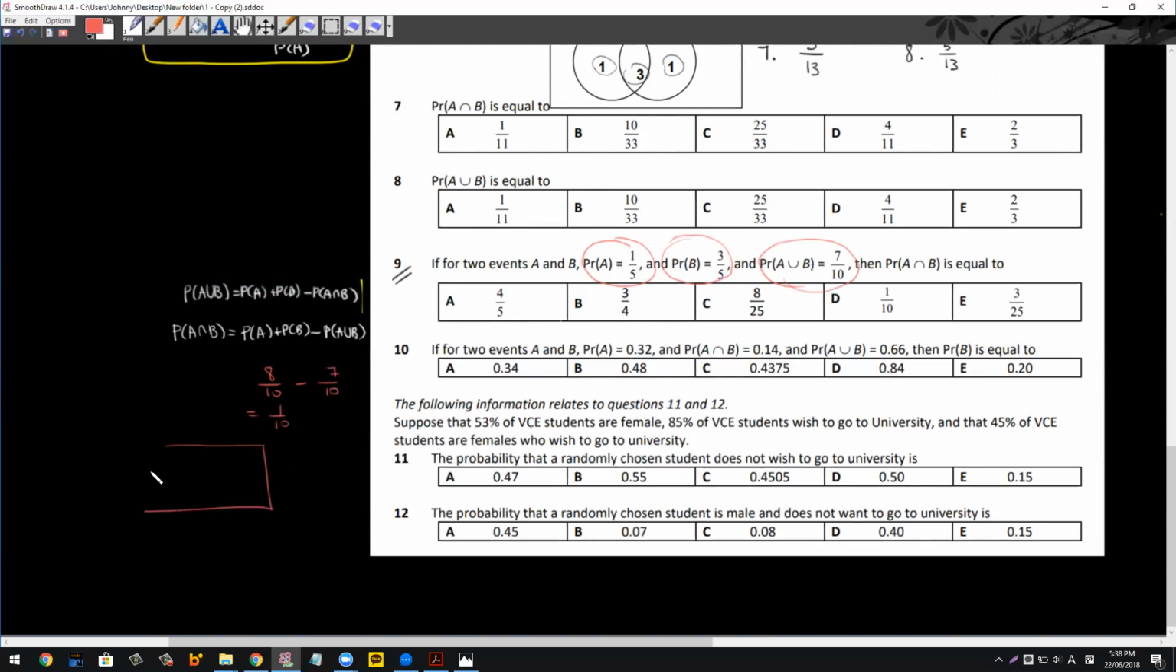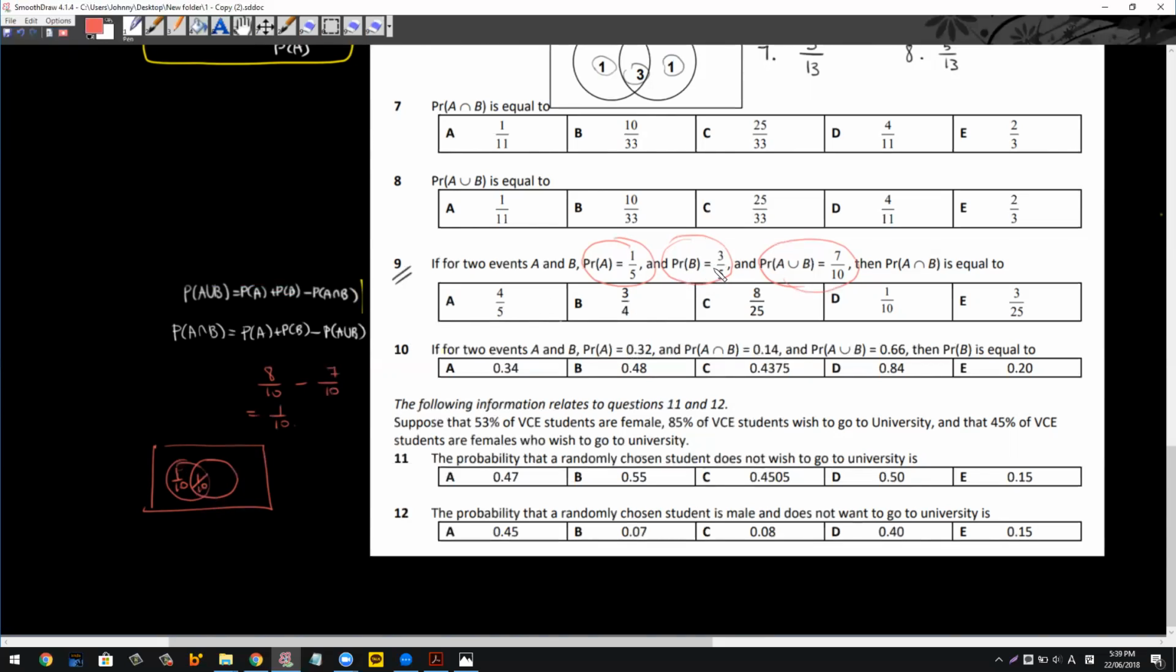So when you draw the Venn diagram for this one, you can see that the middle bit is 1 out of 10. And because the A here is 2 out of 10, this whole thing must be 2 out of 10, so this must be 1 out of 10 here. So that 1 out of 10 plus 1 out of 10 is 2 out of 10.